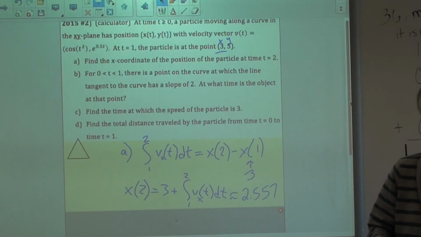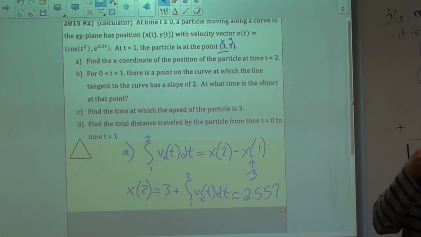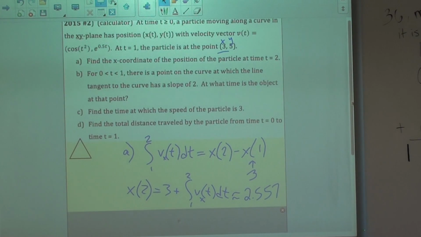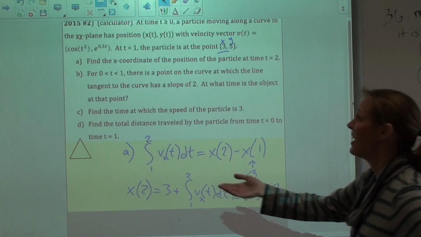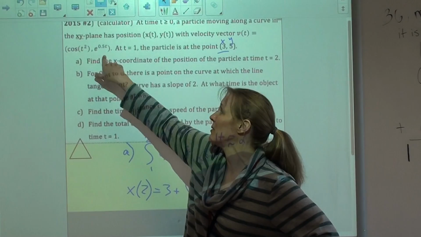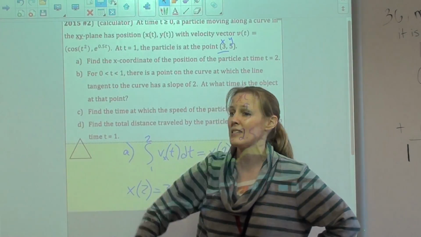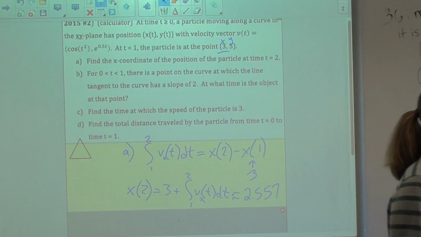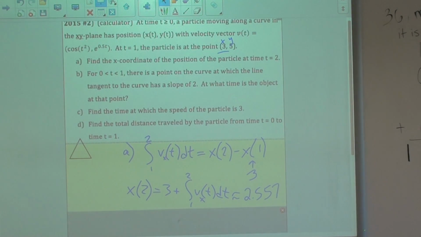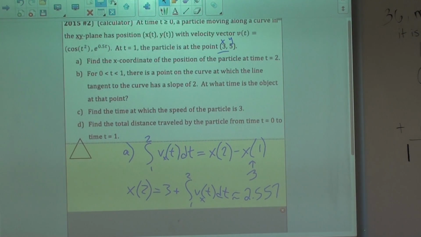Alright, so do I have a dy/dt and a dx/dt? Yes, I do. That's your velocity vector right there, dx/dt, dy/dt. So it's literally just this over this. Where does it equal 2? I want you guys to find where it equals 2. Remember, you have a calculator. Use your calculator. Don't try to find it by hand.